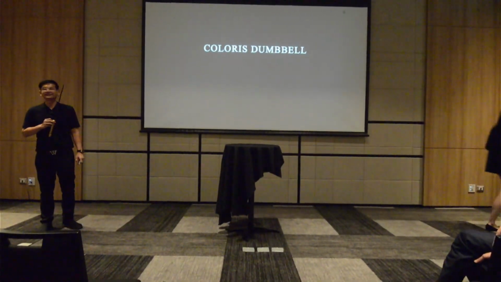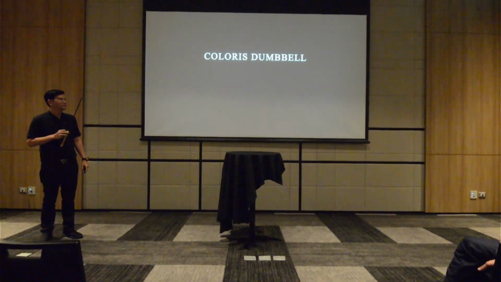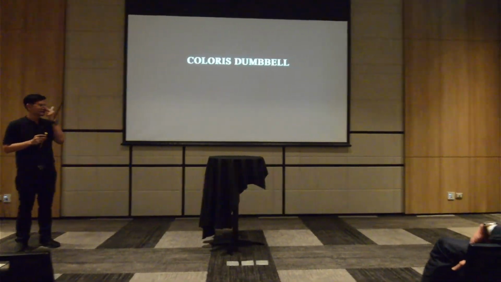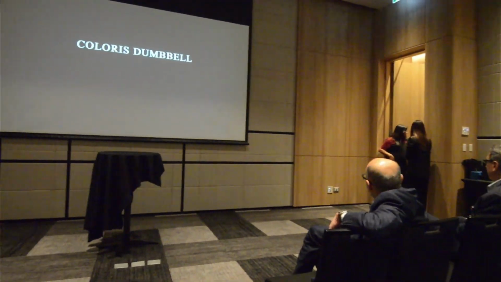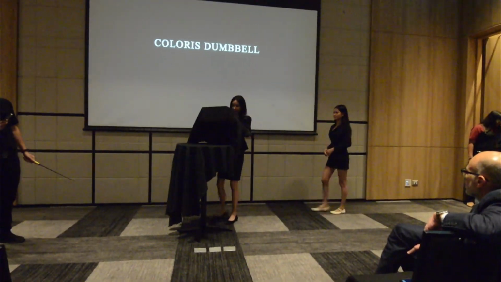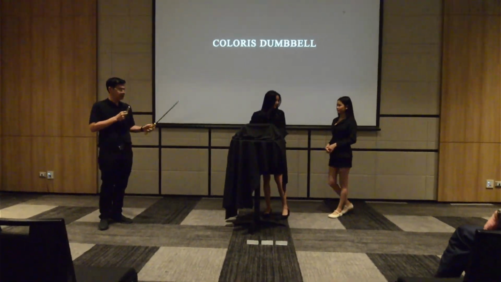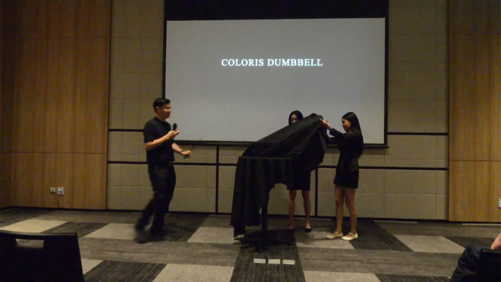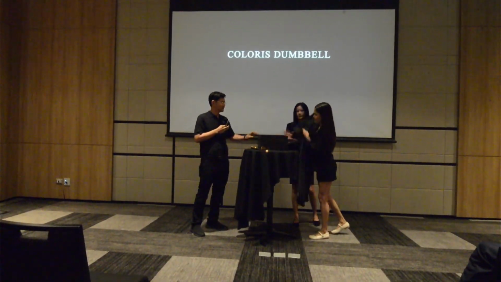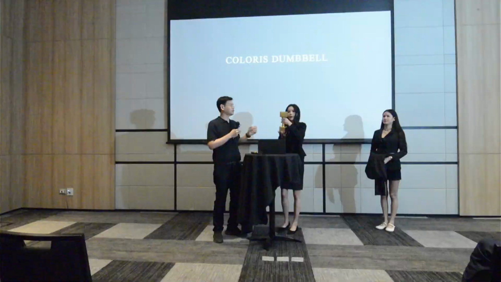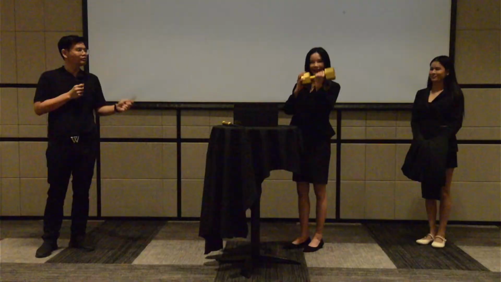The next one is colorless dumbbell. Again, I need a magic wand to open it. It's in the box, and this is 3 kilograms of gold anodized color aluminum, fully 3 kilo.